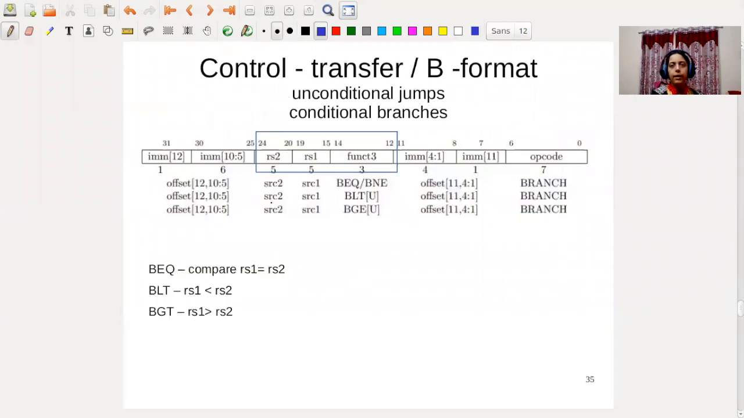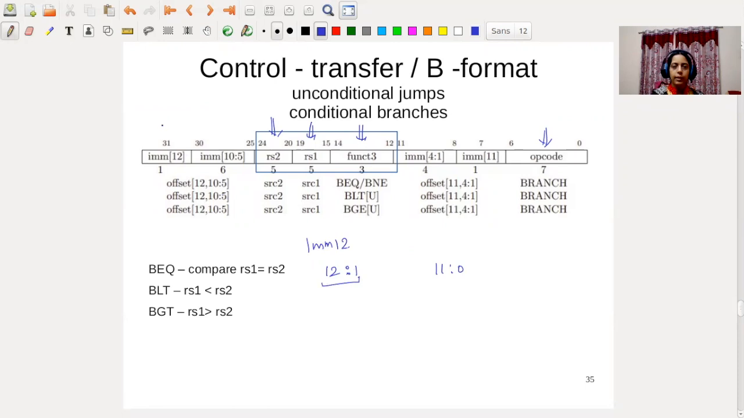So now the format for the B format is again very similar to the R format, in the sense you have the RS2, RS1, function 3, and the opcode in the same positions as before. But what is complex is the way they have split up the immediate field. Now the immediate field is a 12-bit immediate, so that is 12 down to 1. You can also call it 11 down to 0, but they chose to use 12 down to 1.